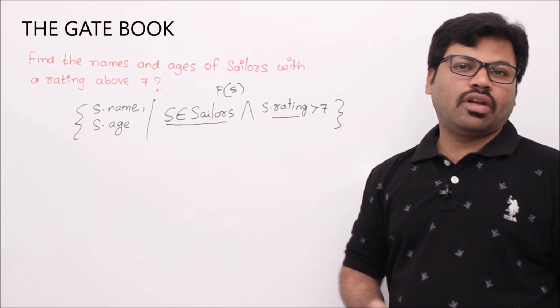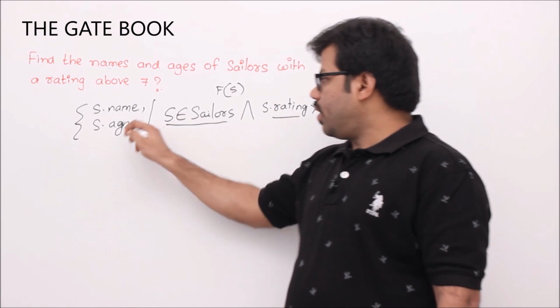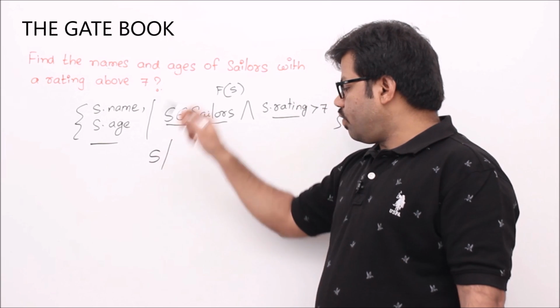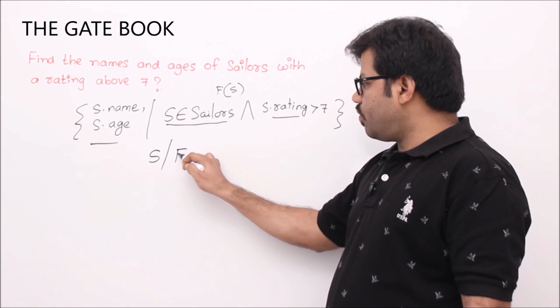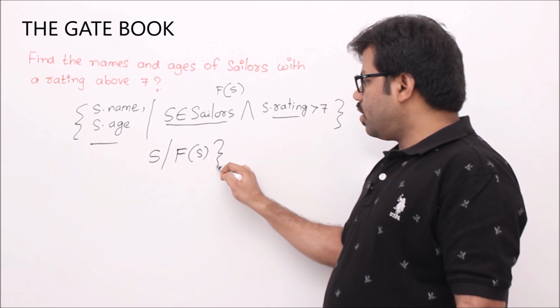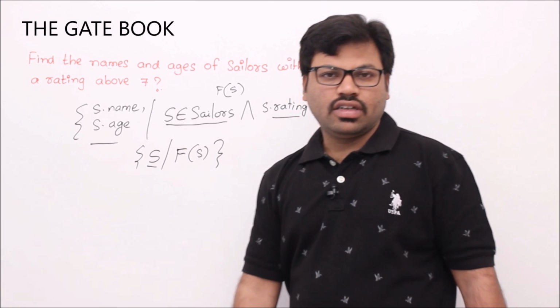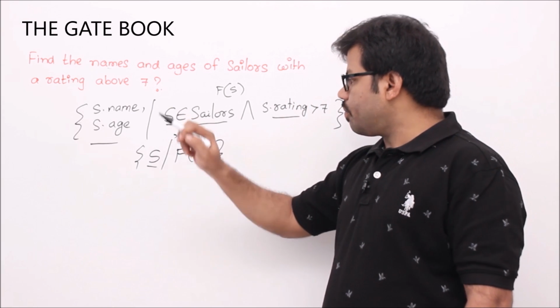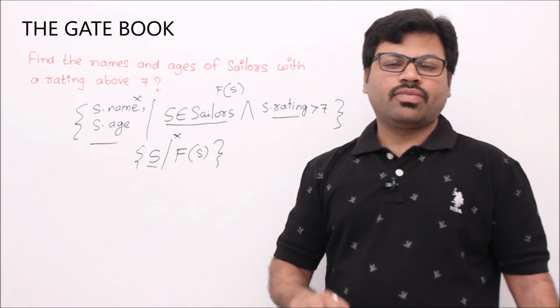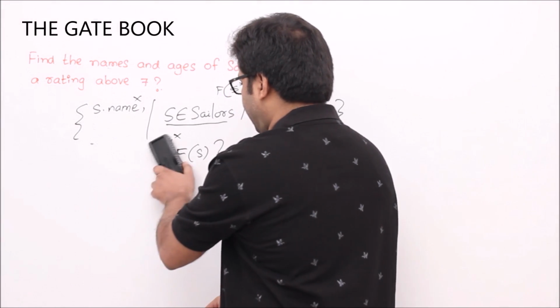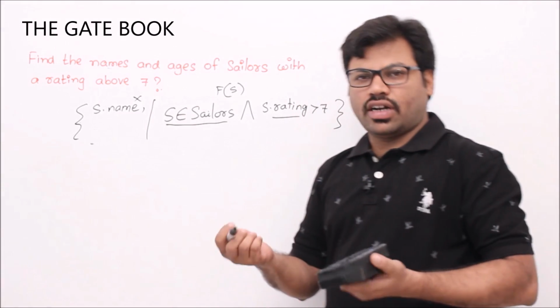So we have written a formula with s as a free variable, but on the left side, the structure should be, do you remember? The structure of a tuple relational calculus formula is s where F of s, right? But here on the left side we don't have s. We have s dot name, s dot age. That's a problem. This is wrong syntax. But in the GATE exam sometimes they give this kind of question with this syntax. At that time we should adjust and understand that.